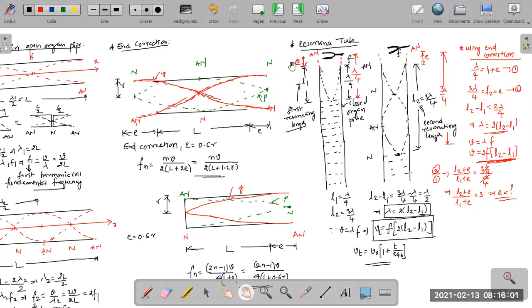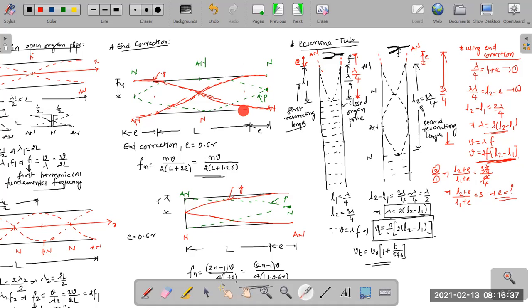The thing is, when we say that there must be an antinode at the open end, that means a particle will displace with maximum amplitude and then it will come back. Is that right? So we expect an antinode to form exactly at the tip of the air column.